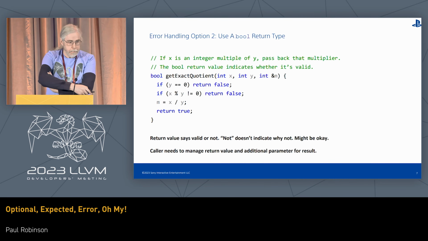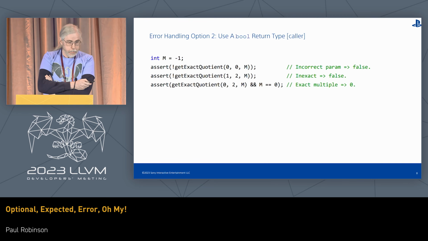We can return a bool that says yes or no. And then the actual result comes back in a different parameter. If the caller doesn't need to know why it didn't work, yeah, that's okay. Might be a little bit inconvenient to handle that extra parameter.